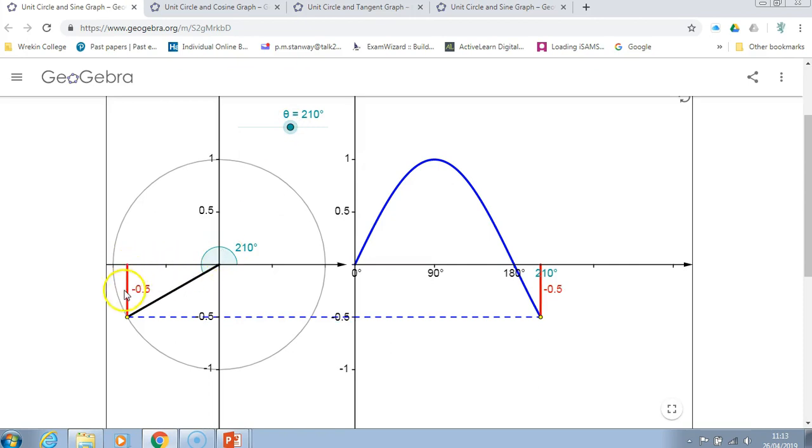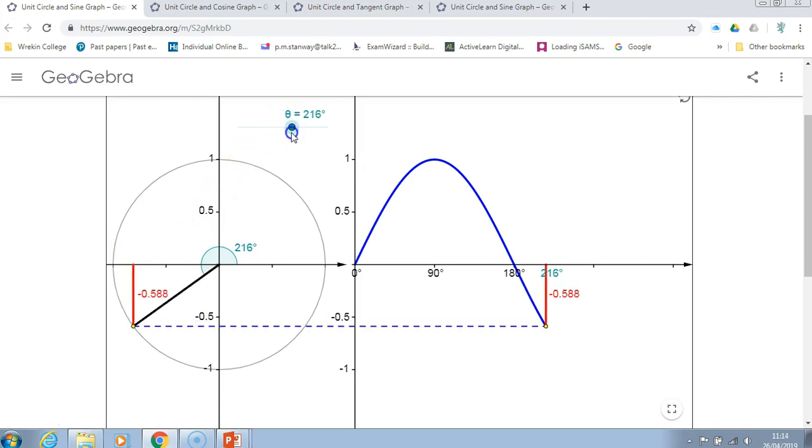There we go. You can see we've got that distance of 0.5. And again, why have I picked 210? Well, we've got 180 to there, and then that bit there is 30. So again, this is the same triangle as the 150 triangle, the 30-degree triangle. It's now happening in our third quadrant below the axis, and so we've got a value of 0.5 for our sine, but it's negative.